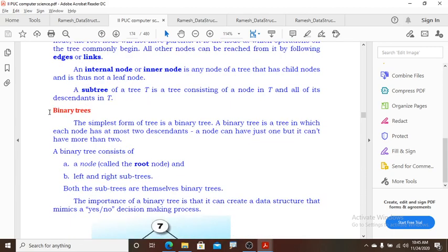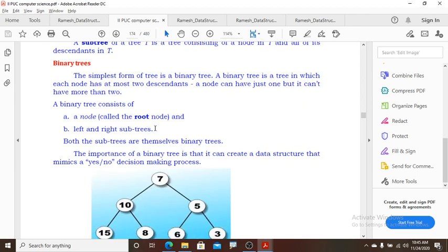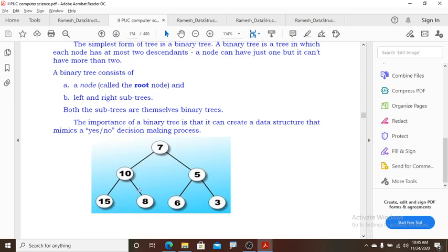So again, what are binary trees? The simplest form of a tree is a binary tree. A binary tree is a tree in which each node has at most two descendants. Compulsory at most two descendants are there. See, this is an example for a binary tree. This node has two descendants, this one and this one. This node has two descendants. This node has two descendants. So we can say it is a binary tree.